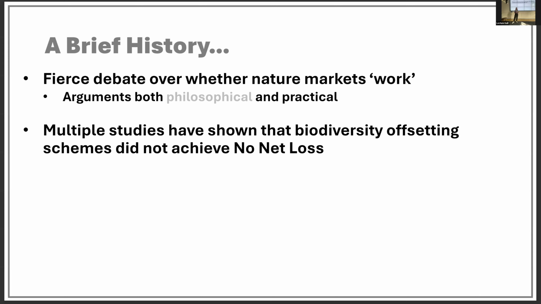And when we think about those sorts of implementation issues in these previous iterations of credit markets, we know that there have been a lot of problems. There have been multiple studies, including one led by Sophie sitting right here, looking at biodiversity offsetting and trying to understand whether that's actually producing positive outcomes for biodiversity. And these studies have shown that at least where we have data, which in a lot of cases we don't, schemes are not achieving no net loss. So the offset equation isn't balancing out. There is nature being destroyed that isn't being fully compensated for by nature being restored or conserved elsewhere.